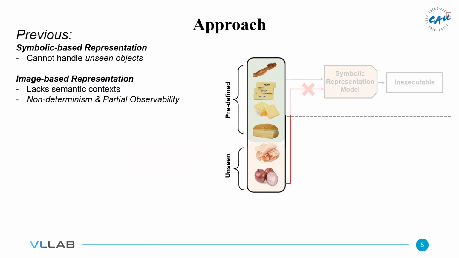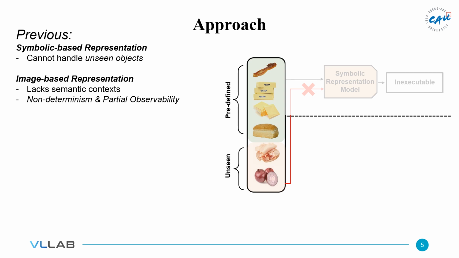However, these approaches also have several limitations. First, symbolic representation methods struggle with real-world objects that lack predefined labels. For example, while symbolic methods can manage labeled objects like bacon or butter, they fail when encountering unlabeled items, such as ham or red onion. This limitation poses a significant challenge as the real world contains countless objects that may not have predefined labels.